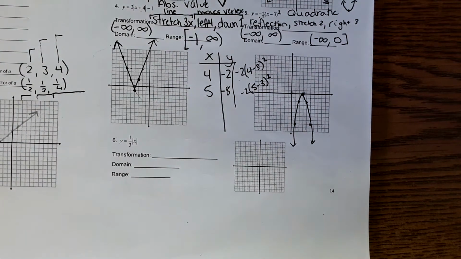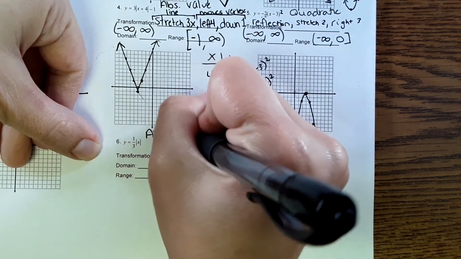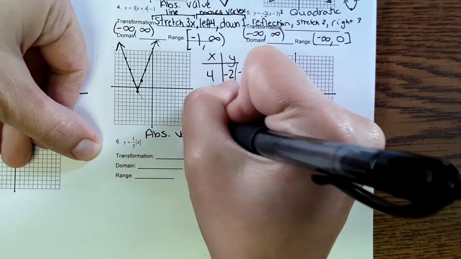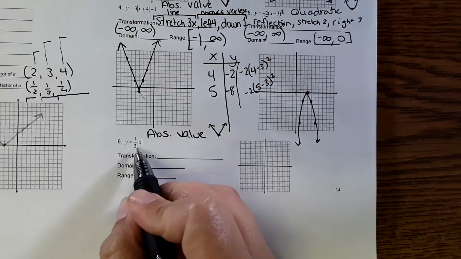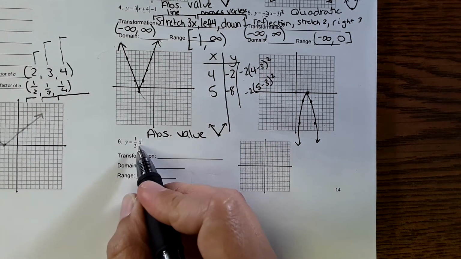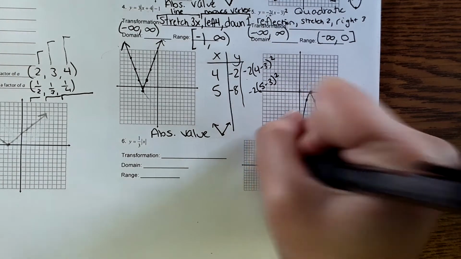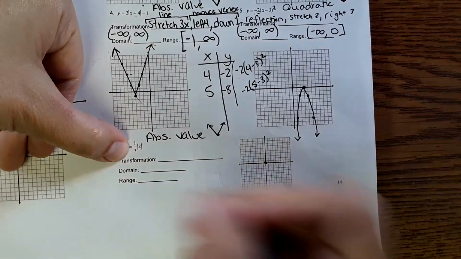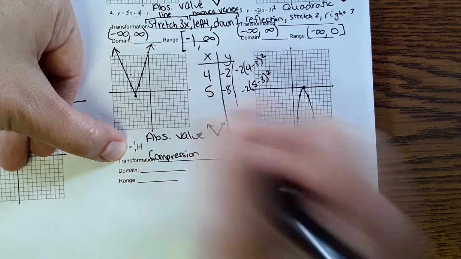And last but not least, we have this absolute value. So our graph will look like this. For the parent function, this is at 0. For this one, it doesn't say it's left or right or up or down, so our origin is at 0 for this one as well. But this 1/3 is called a compression. Why they call it that, I don't know, but I'll show you what it looks like.